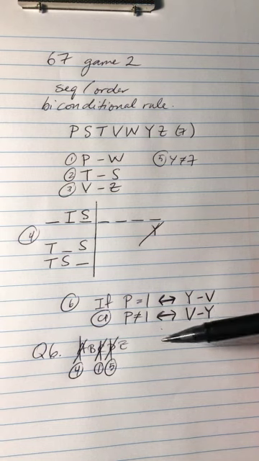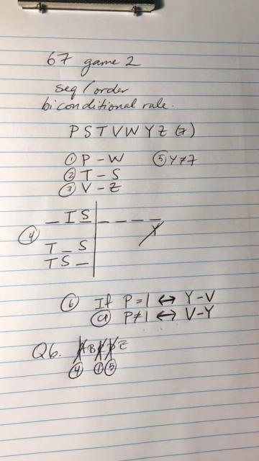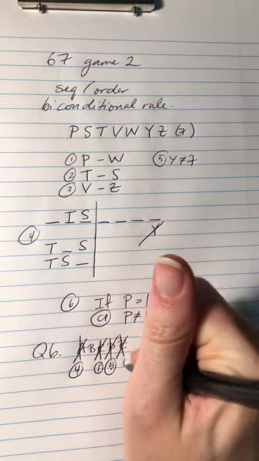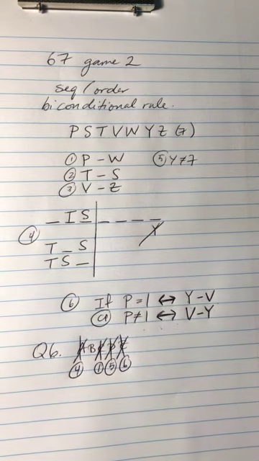If P is not first, then V has to be before Y. So for B and E, V would have to be before Y. E is therefore the one that we can eliminate based on rule 6. So the correct answer is B. Okay, so try the rest of the questions yourself and let me know if you have any questions.